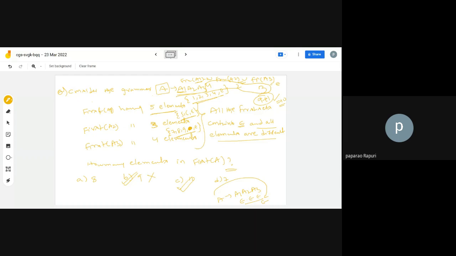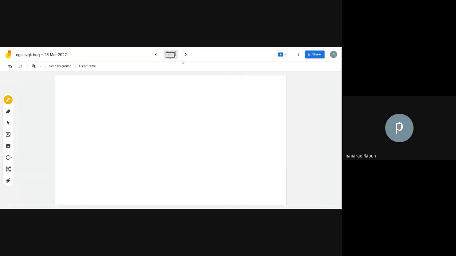So here the answer is 10. The given question is first of A set, and we need to find how many total elements exist with the non-terminal capital A. So this is the way, sir, to construct the first set. One more example I will give you, and then I will move to the follow set.